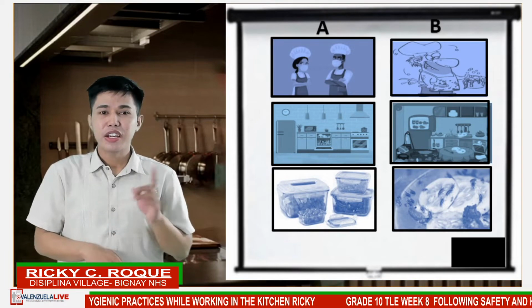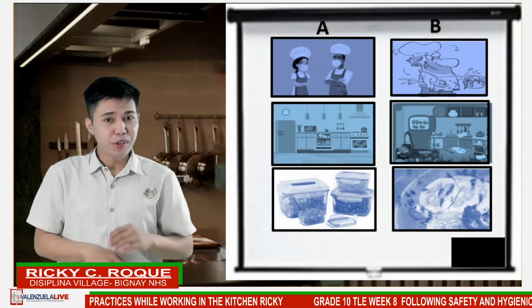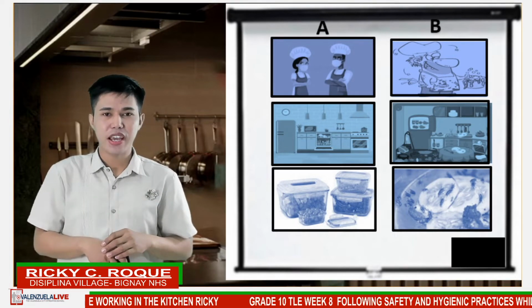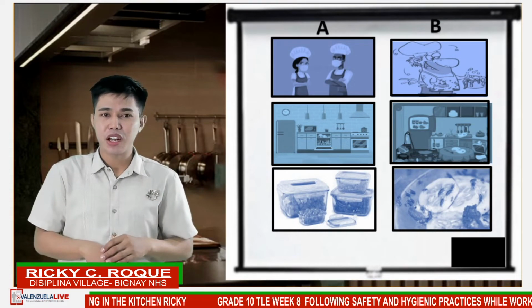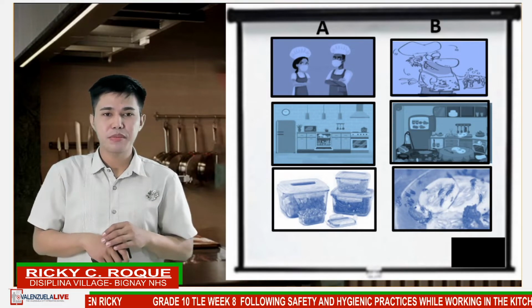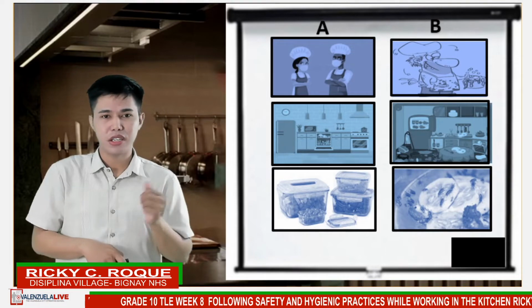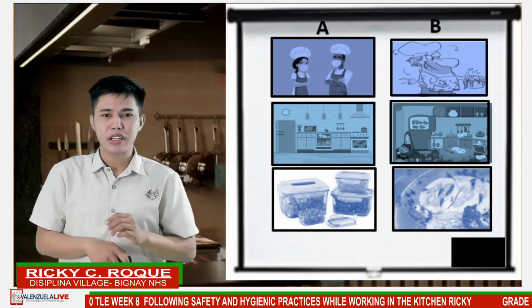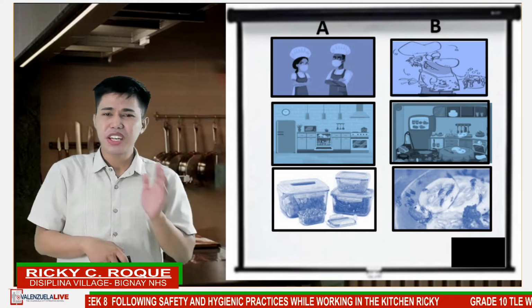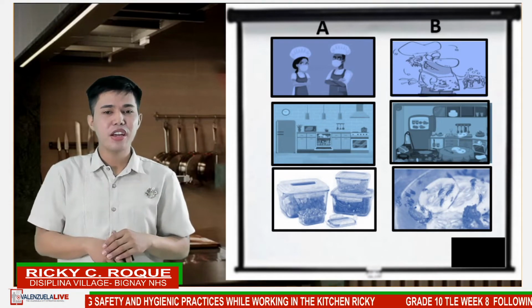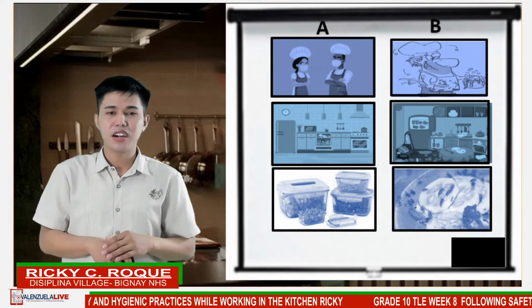Pictures in column A represent the proper and ideal ways in the kitchen, while pictures in column B are exactly the opposite of those in column A. These are some of the things that we should avoid and must not do in the kitchen. Your observations today are perfect to start our lesson.